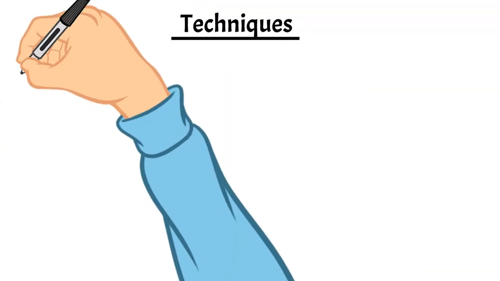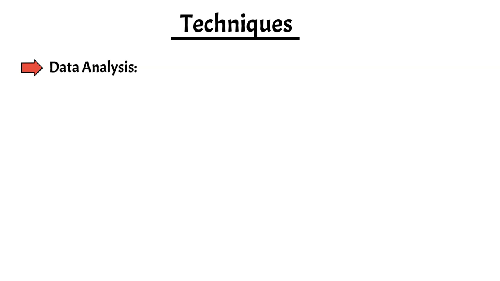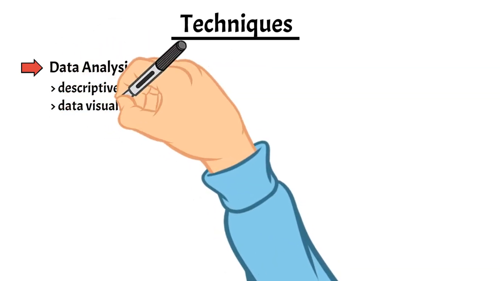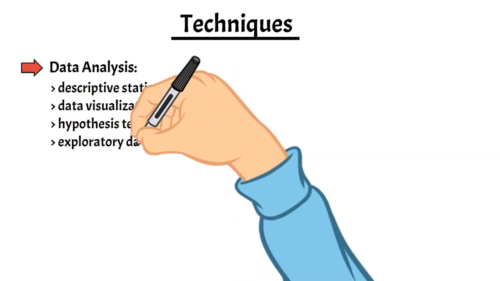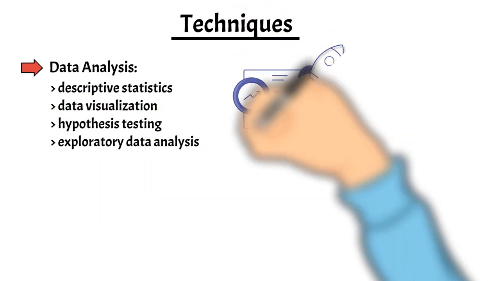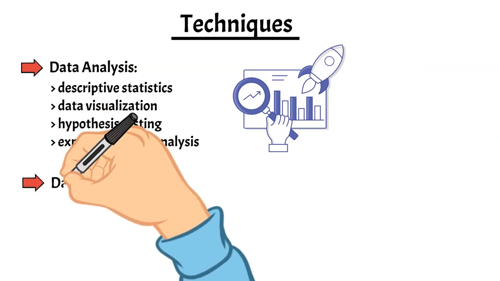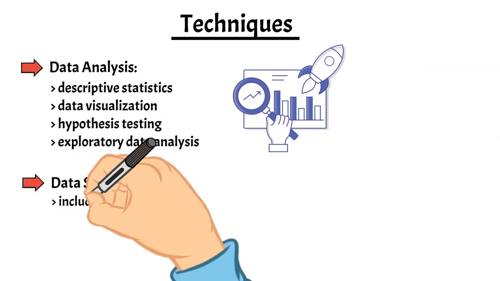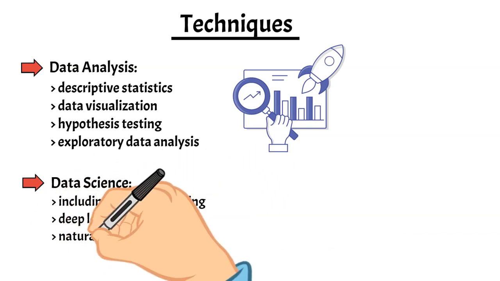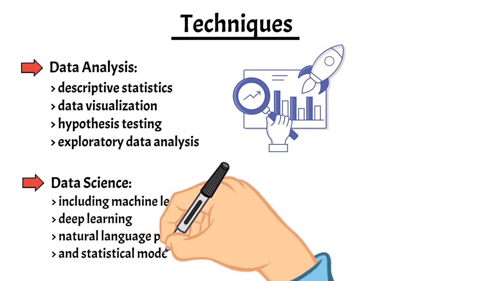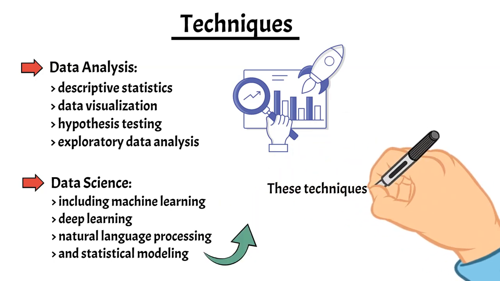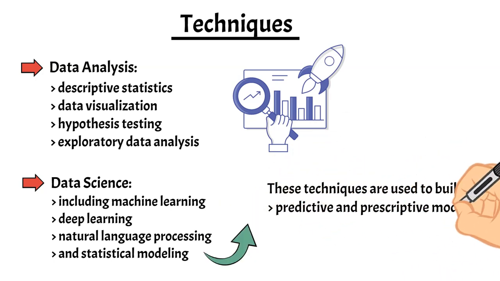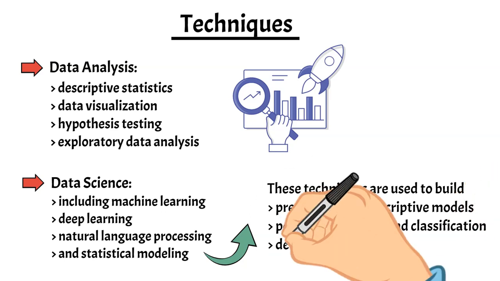Techniques. Data analysis. Data analysis typically employs techniques such as descriptive statistics, data visualization, hypothesis testing, and exploratory data analysis, EDA, to uncover patterns and insights in data. Data science. Data science encompasses a broader set of techniques, including machine learning, deep learning, natural language processing, and statistical modeling. These techniques are used to build predictive and prescriptive models, perform clustering and classification, and develop data-driven applications.